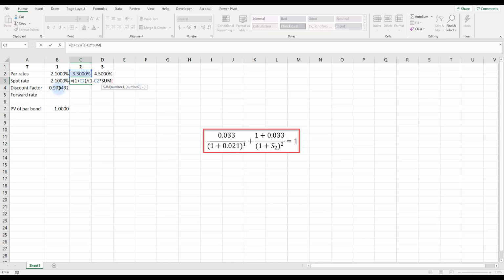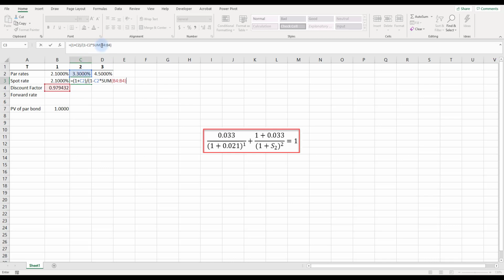So I'll just click on cell B4, and then I'll press shift and the column key, and it will highlight B4 again. Then I'll just close the bracket. Basically, this C2 times the sum of the discount factors will be the PV of all the coupons prior to the current period.